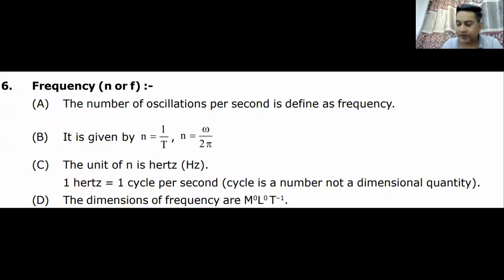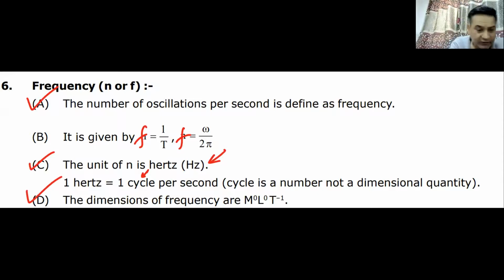We move ahead and we write the definition of frequency. Frequency is the number of oscillations in 1 second. f is equal to 1 by T, or f is equal to omega by 2 pi. The SI unit is hertz. It is 1 cycle per second, 1 revolution per second, 1 oscillation per second. Dimension of frequency are M0, L0, T minus 1. We all know this. Just note it down in a minute.